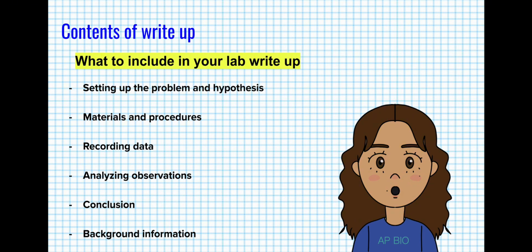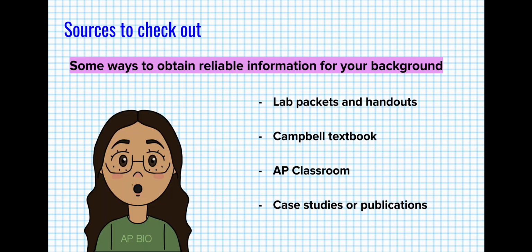Background information. Make sure to include your background information in your report, including what you previously knew about the tested topic and what you learned from researching before the lab. Sources to check out. Sources that you can use for reliable background information are lab packets and handouts, Campbell textbook, AP Classroom, case studies or publications. Make sure to always cite your sources.